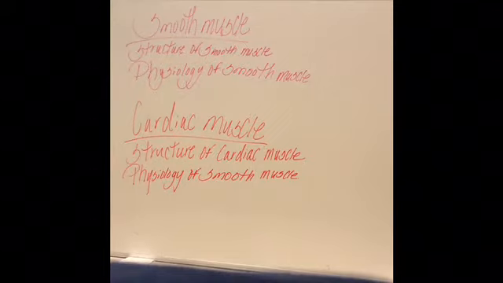Smooth muscle. The structure of smooth muscle has no neuromuscular junction and is involuntary. The physiology of smooth muscle: cells come in sheets and contract as one. Cardiac muscle. The structure of cardiac muscle has striations and uses sliding filament theory to contract. Cells branch and are uninucleate. The physiology for cardiac muscle is that it has no neuromuscular junction and contracts as one.